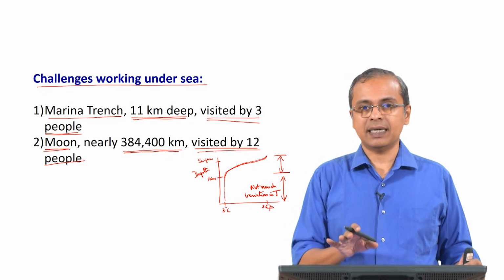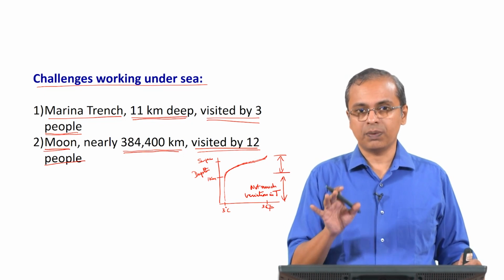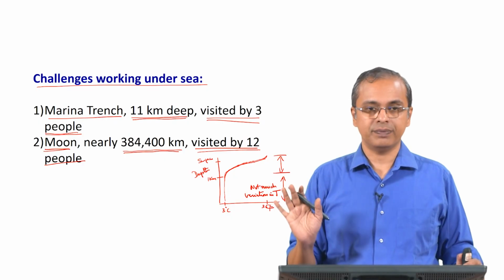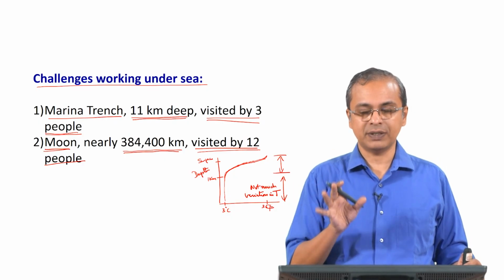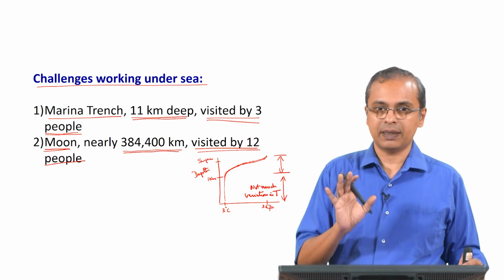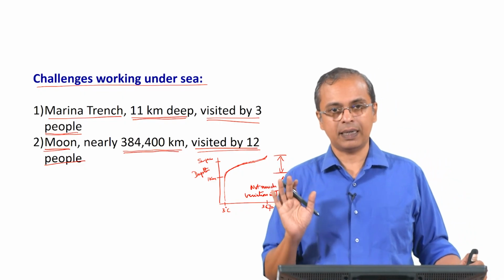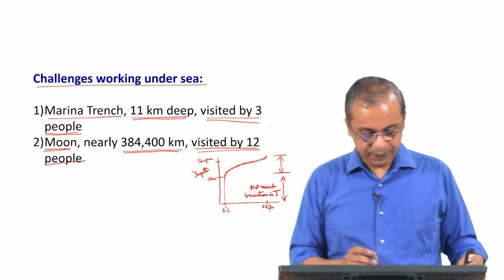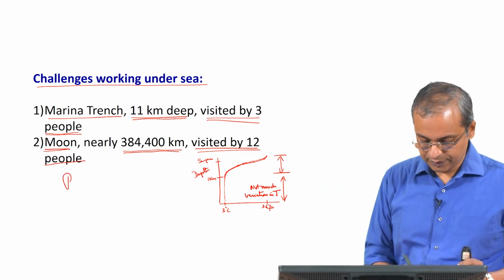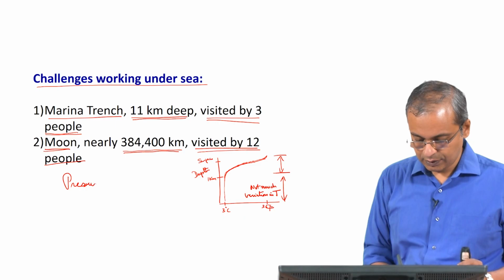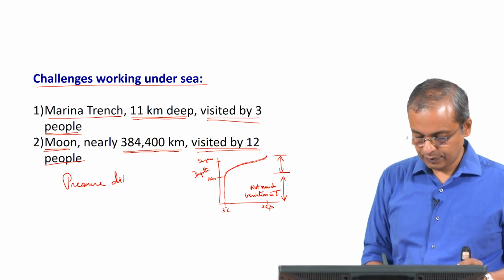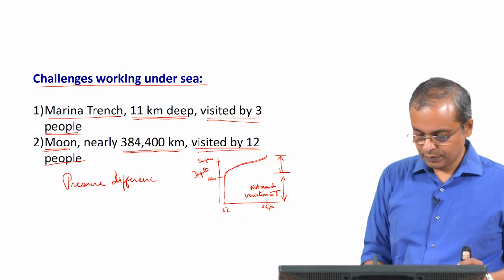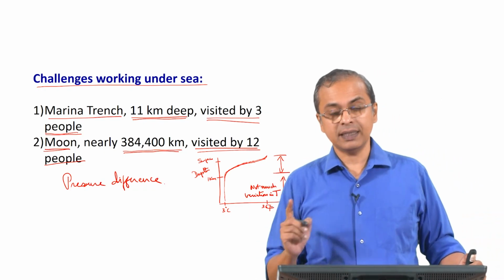They just sat inside that vessel, looked out through whatever port was available, and came right back up. They just took pictures from inside the vessel. They saw through the port, flashed the light around, and then came right back. So what is the challenge there? The challenge is the pressure, or the pressure difference.